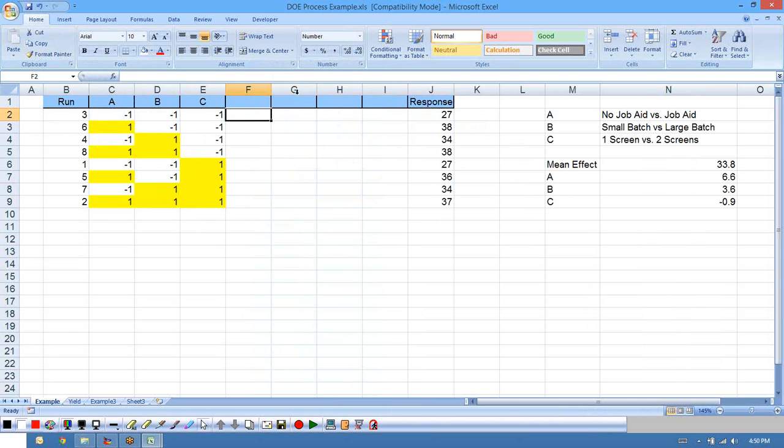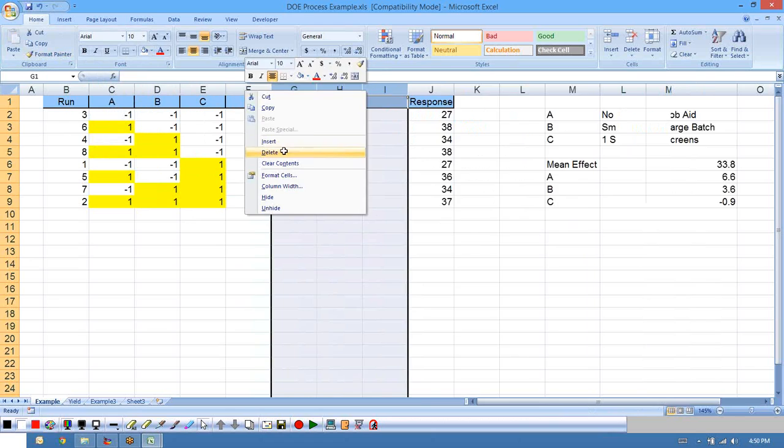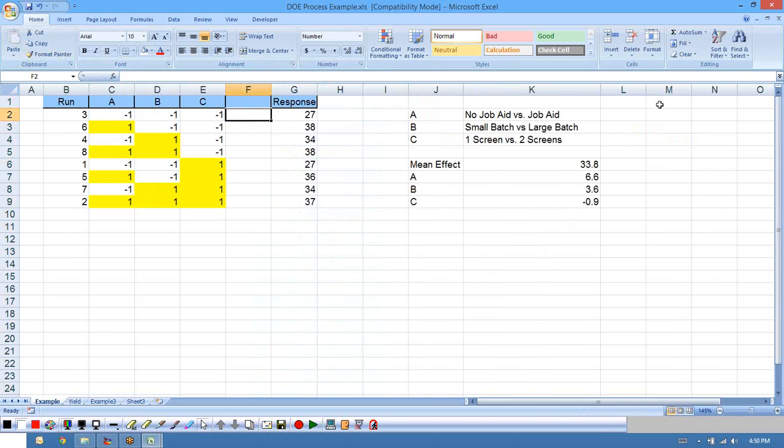There we go. So I added a column. We would pretend that there is such a thing as an AB column, and it's essentially equal to A times B. So again, -1 times -1 would be +1. And if I copy that down, 1 times -1 is -1. -1 times 1 is -1. 1 times 1 is +1. And you can see the point.